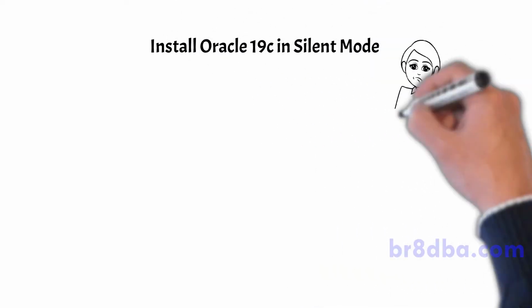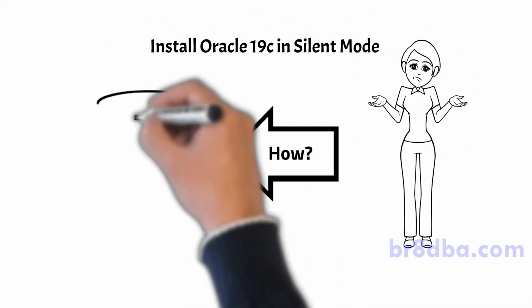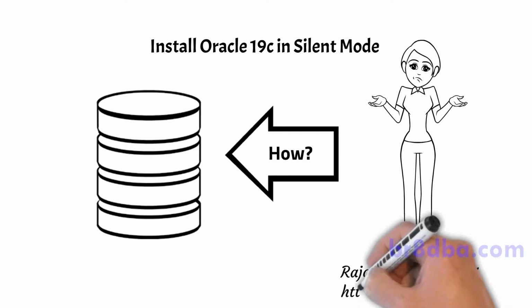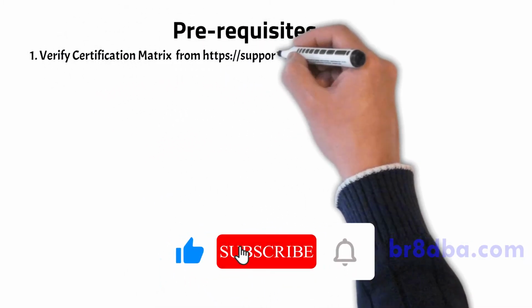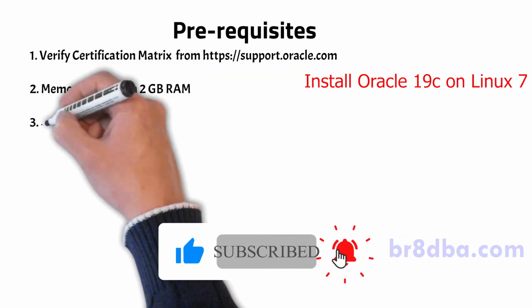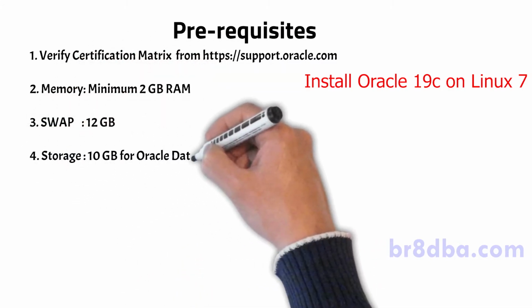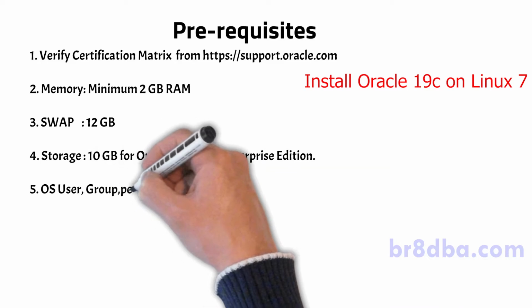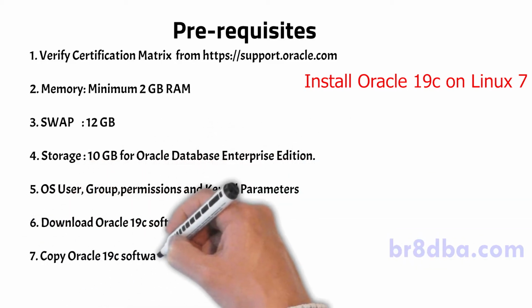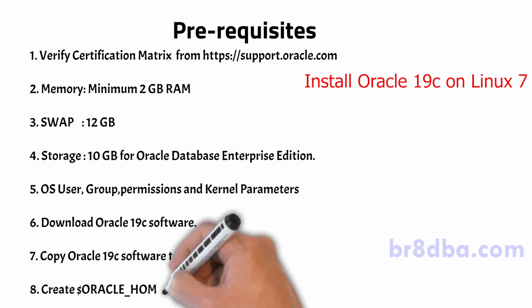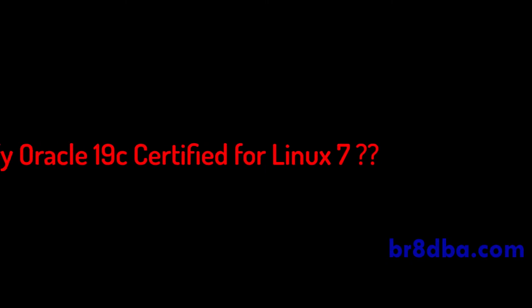Okay, to get started, how to install Oracle 19c on Linux 7? Below are specific requirements to install Oracle 19c, like memory, swap, OS user, OS group, required directories and permissions. Make sure you do all these prerequisites before proceeding to installation.